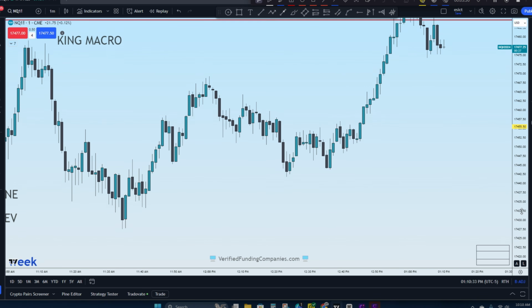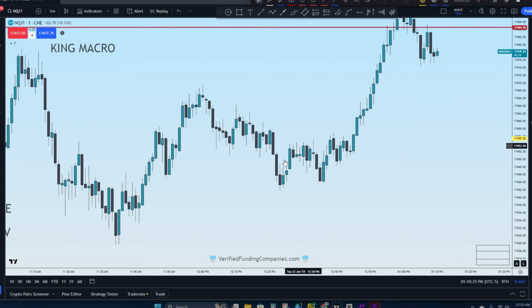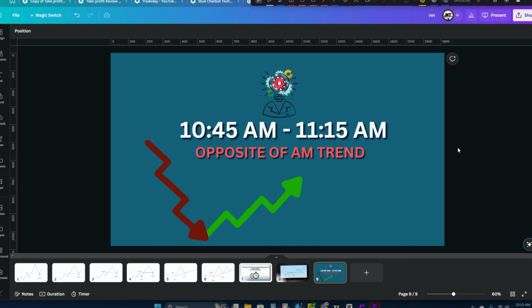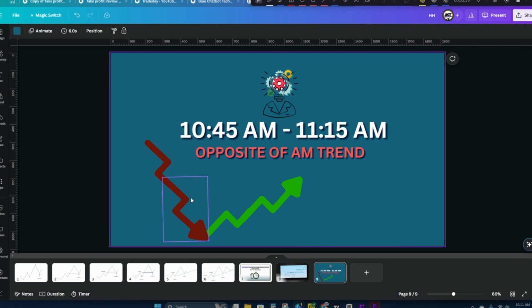Let's go over the times a day we're going to be expecting these to take place. The first one is going to be 10:45 a.m. to 11:15 a.m. Eastern time. This is going to be opposite of the trend. So if you had a down move during the AM, you would then look for an up move to happen between this set of time. So not only have I defined what I should see, but I should also see it even deeper. And this is how you get an A plus strategy. You start honing down what you're looking for even more.